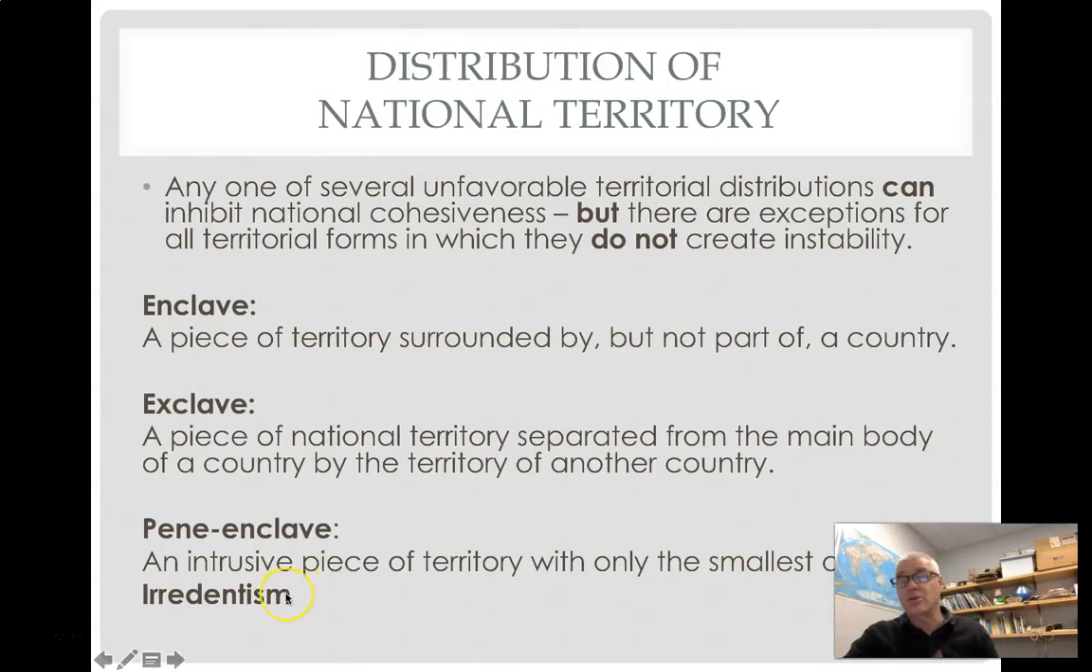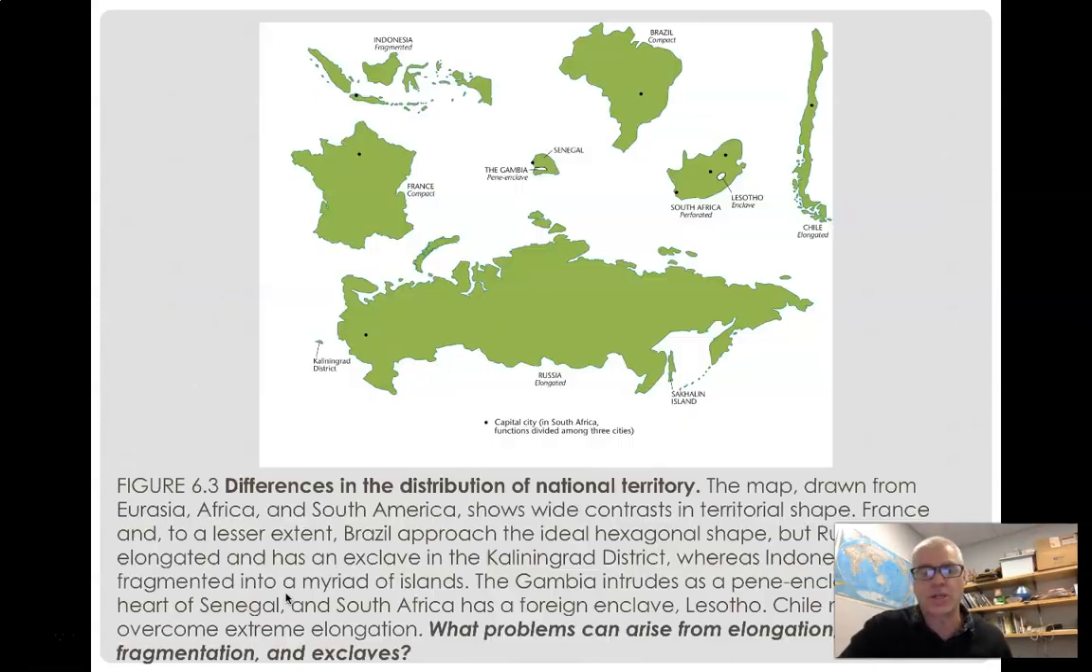And then we have the term irredentism, which we've already seen, which is when people want to leave their country and potentially become part of the neighboring country. So here's some funky shapes. You have these elongated countries like Chile, which is not compact at all, right? And so they have a lot of territory to cover from north to south, whereas France and Brazil are much more compact.